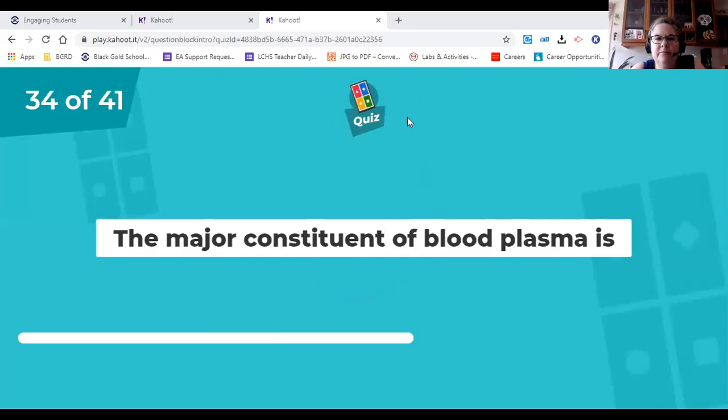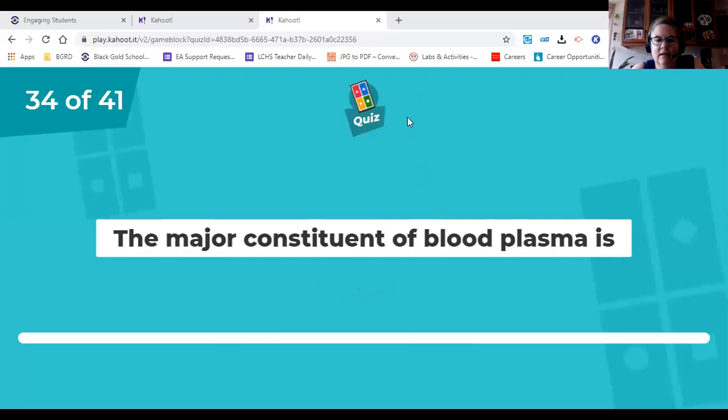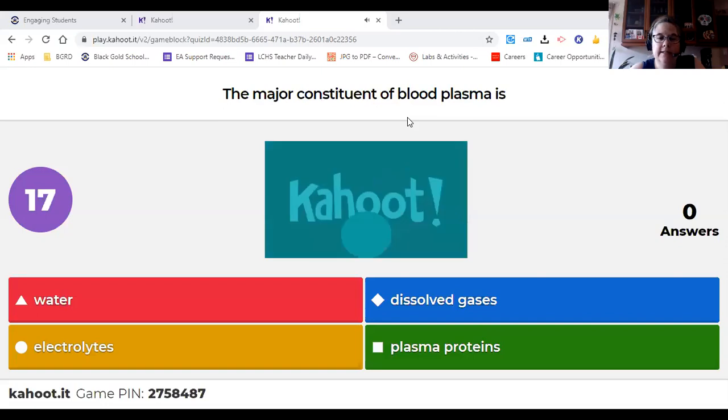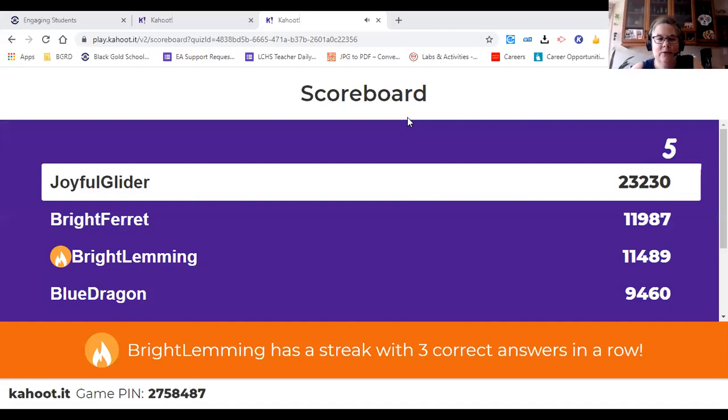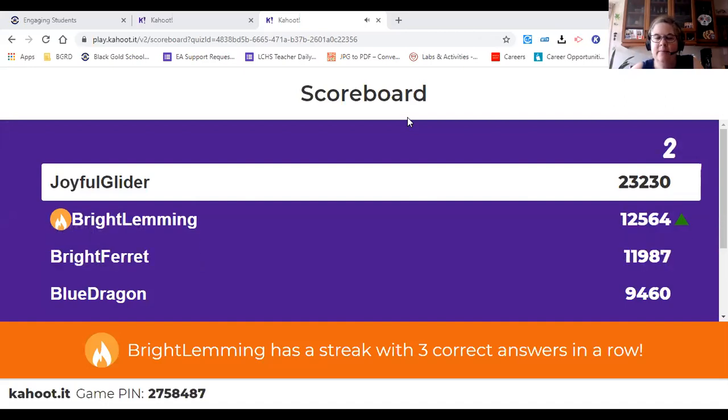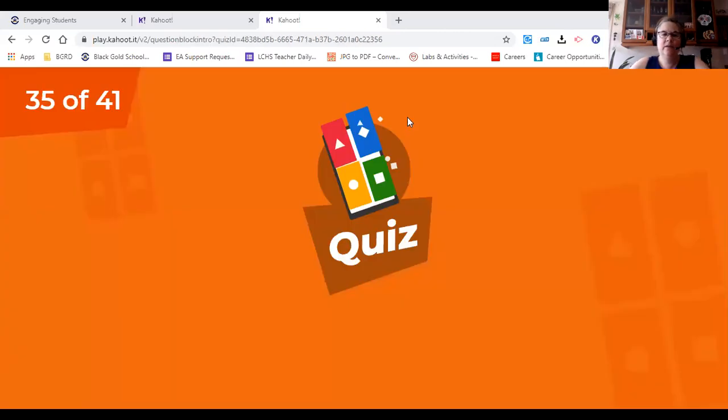Major constituent of blood plasma is water, electrolytes, dissolved gases, plasma proteins. Water, because water is the solvent that everything else is dissolved in, so it is water. Okay, Bright Lemming, second place. I think we lost our ferret.